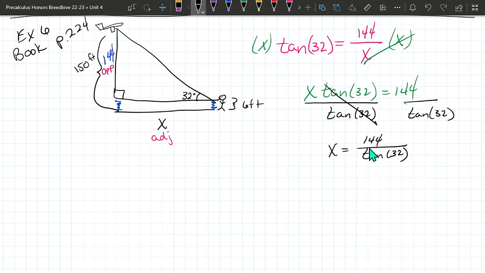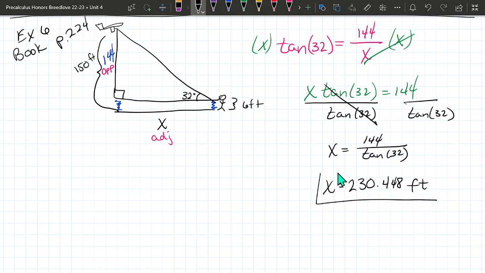And then we calculate it. So 144 divided by the tangent of 32. And make sure you're in degree mode first. So x equals 230.448 is what I have. Feet. And I don't know that it said to round to anything, so we're not going to worry about that right now. Just be 230.4.